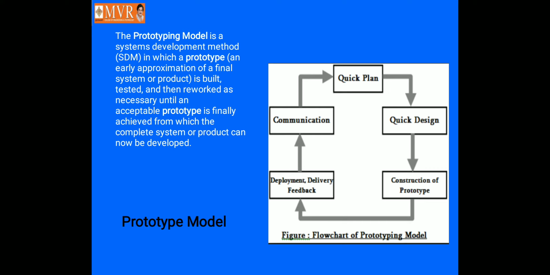We can go on to discuss all the things like quick plan. So how we can get the development or gather the communication information. Communication means whatever the user's requirements are, and the development and delivery feedback. The phase starts with quick plan, quick design, construction of prototype, development, delivery feedback, communication.